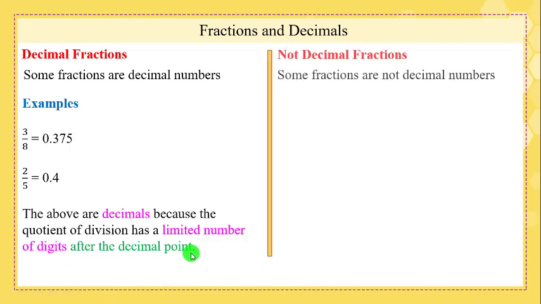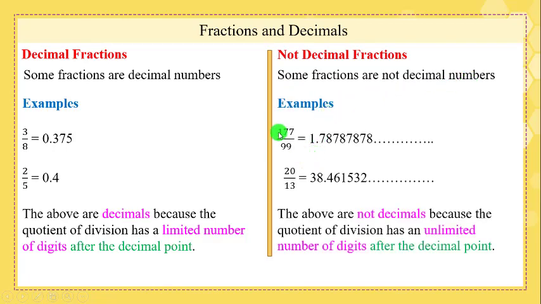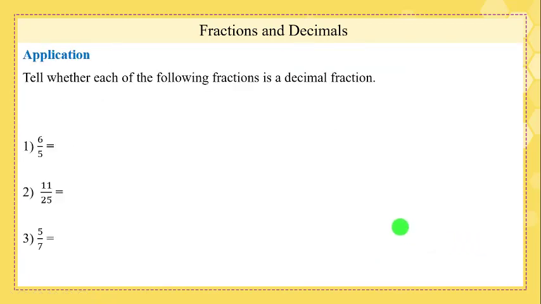On the other hand, some fractions are not decimal numbers. For example, if you divide 177/99, you get the answer 1.78787878, etc. Here we see a repeating pattern of digits that continues forever. Also, if you divide 20/13, you get an answer that keeps on going forever. The above fractions are not decimals because the quotient of the division has an unlimited number of digits after the decimal point.